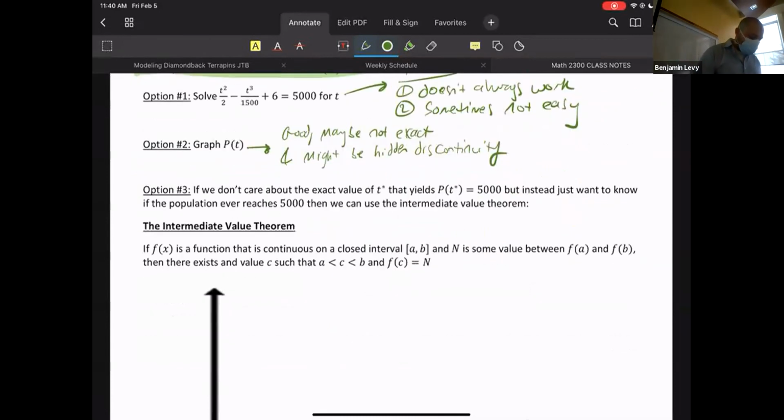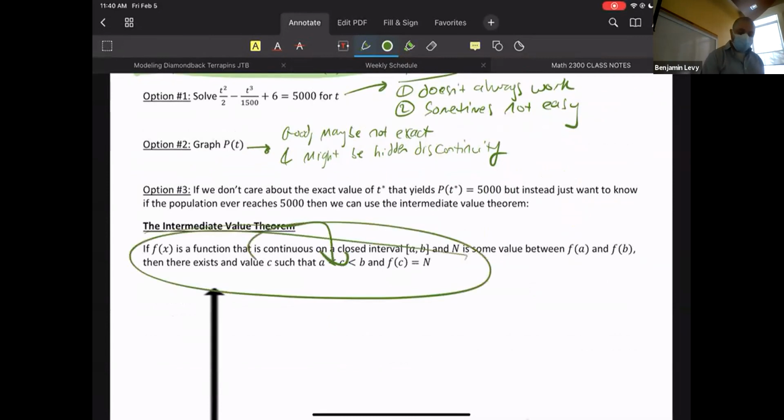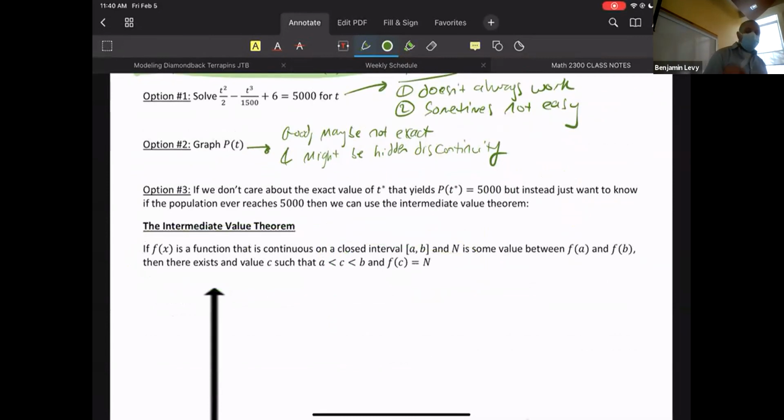And so that's what we're talking about here. We're looking at the intermediate value theorem and it's being explained right here. It's a way we can think about whether a function hits a point without solving an equation, which is option number one, or without graphing it if we don't have a calculator or something like that. This is another really nice option.